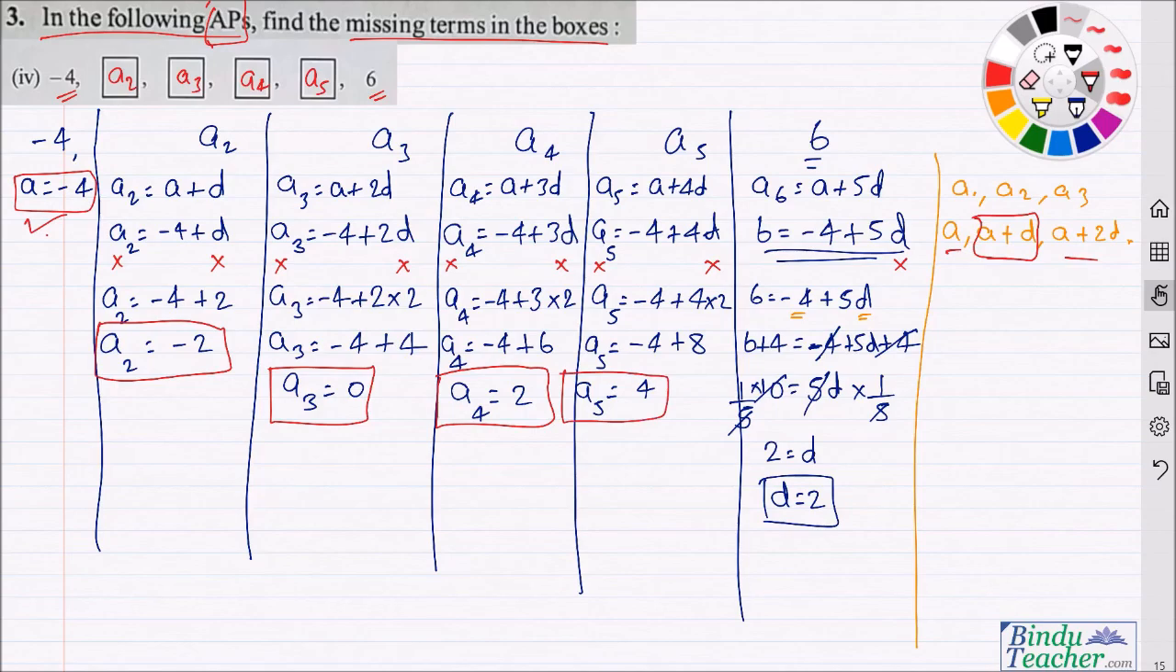Okay, so with this we can write the answers. Let me clean up the question here, and we will write the answers in the boxes that have been given. The value of A2 is -2. The value of A3 is 0. The value of A4 is 2. And the value of A5 is 4. So the answer is -2, 0, 2, and 4.